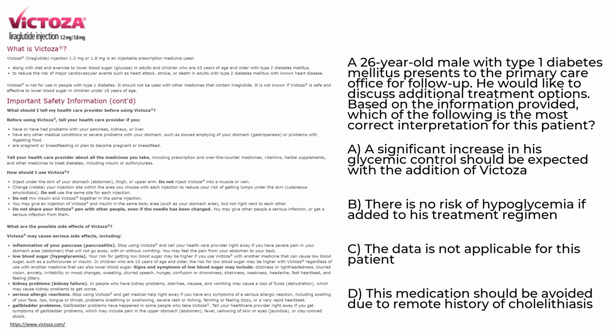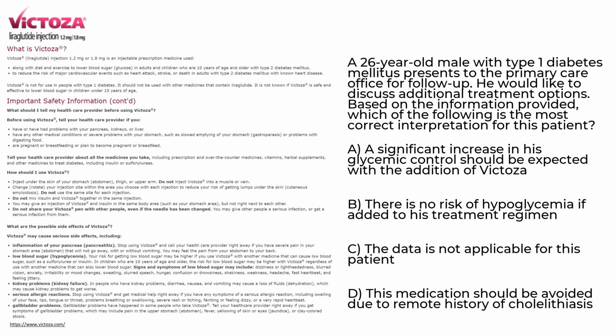A, a significant increase in his glycemic control should be expected with the addition of Victoza. B, there is no risk of hypoglycemia if added to his treatment regimen. C, the data is not applicable for this patient. Or D, the medication should be avoided due to remote history of cholelithiasis. I'll go ahead and pause the video if you'd like to review the drug advertisement.